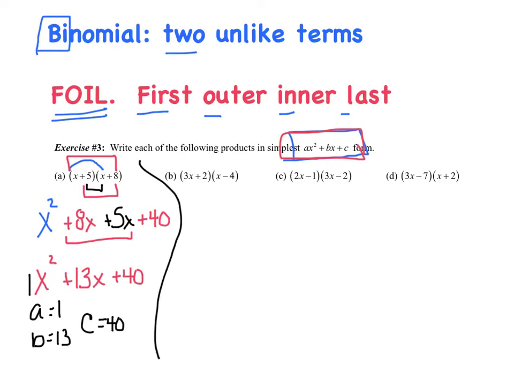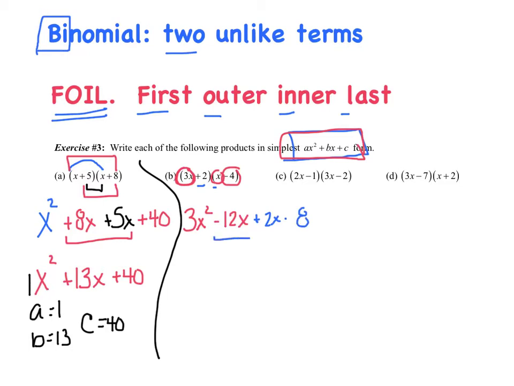All right, let's try example B. So FOIL, first, outer, inner, last. My first is 3x squared. My outer is 3x times negative 4, so I get a negative 12x. My inner is a positive 2x. And my last is a negative 8.